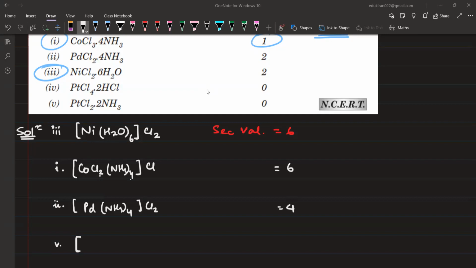ठीक है, तो you will have PtCl2 and NH3 whole twice. What will be the secondary valency? Tell me, guys. अरे, 4 होगा ना, 2 Cl और 2 NH3.